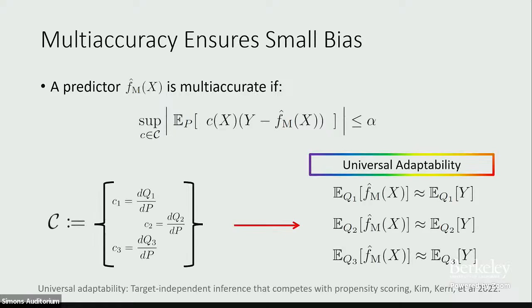So what do we get from multi-accuracy? We get this universal adaptability property, which is if we're multi-accurate with respect to this pile of density ratios, then we're approximately unbiased for Q1, Q2, and Q3 when we just plug in f hat m. So this is a really nice property. You only train on P, you don't get to see Q, throw it at any Q in it. It's going to at least be approximately unbiased.